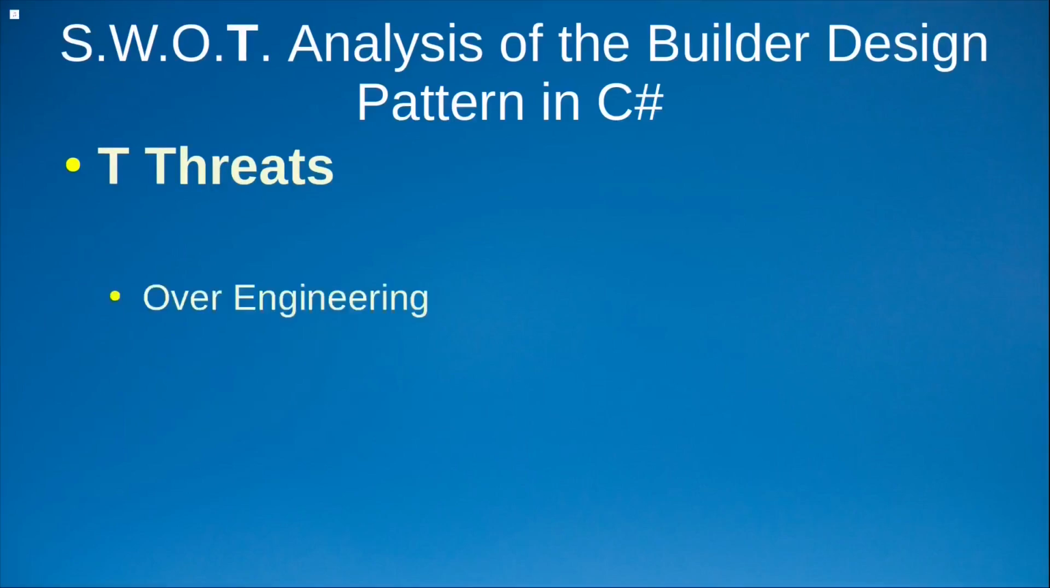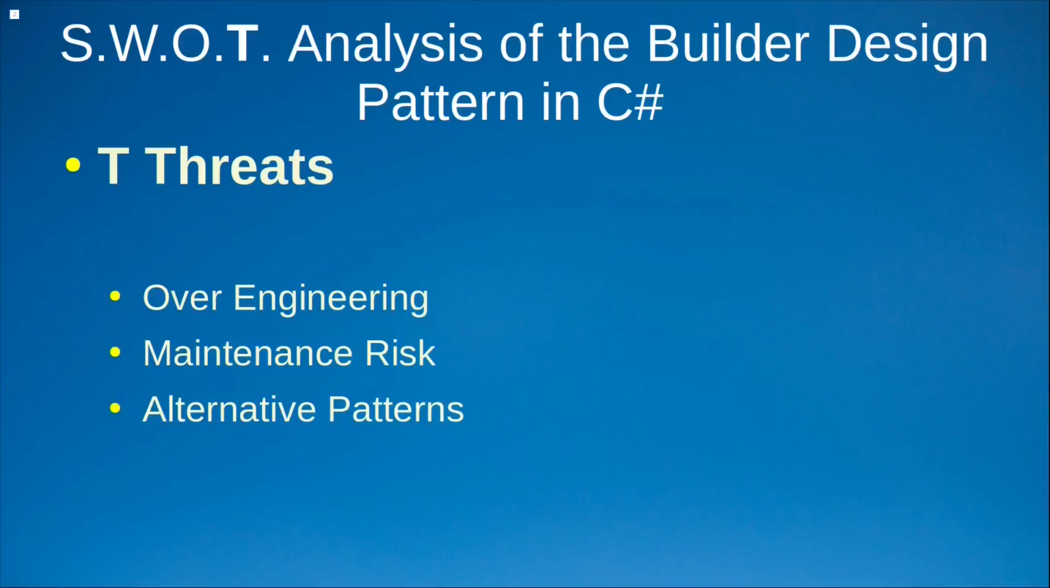T. Threats. Over-engineering. Misuse in simple object creation can lead to unnecessary complexity and over-engineered solutions. Maintenance risk. Multiple builders for different projects can increase maintenance effort in rapidly evolving C# applications. Alternative patterns. Other patterns like factory may be more suitable for certain object creation scenarios.